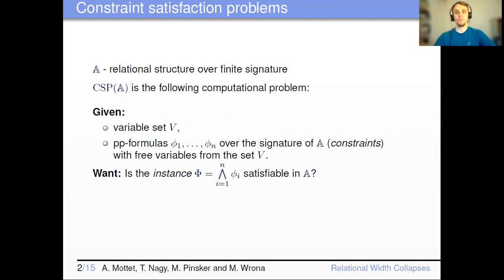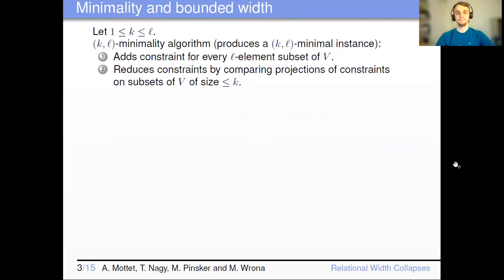Every such PP formula from this finite set will be called a constraint, and the question now is whether the instance of the CSP of A given by the conjunction of these PP formulas is satisfiable in A or not.